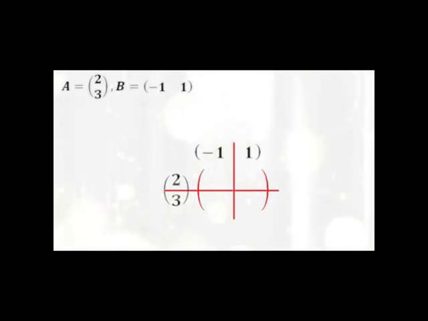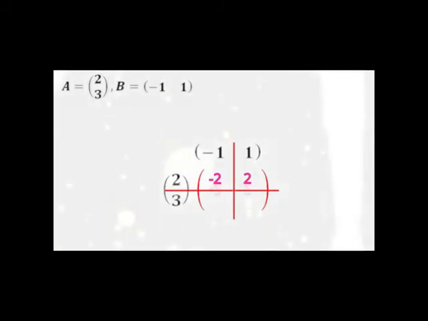Now we're going to work from the first row of the first matrix with the first column of the second matrix. So 2 times negative 1 is negative 2. We put that number in that spot. Next, we still stick with the first row of the first matrix, but we move on to the second column of the second matrix. So 2 times 1 equals 2. You put 2 in that spot.